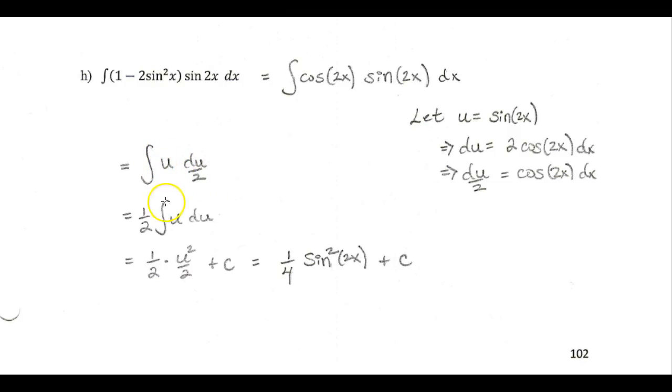So it becomes 1/2 times the integral of u du. Very simple integral, that's u squared over 2. So it's 1/4 u squared plus c, and then u squared is sine squared of 2x. So 1/4 sine squared of 2x plus c.